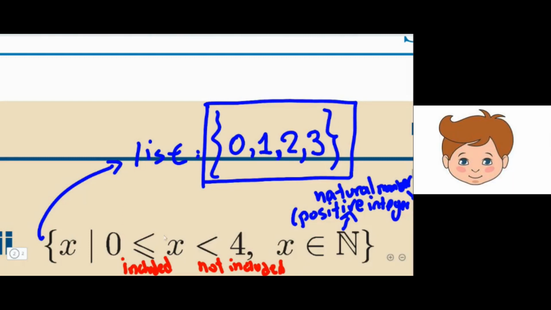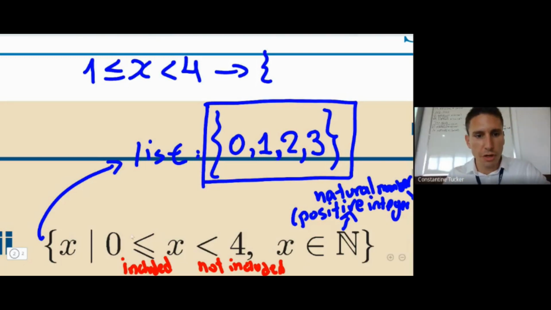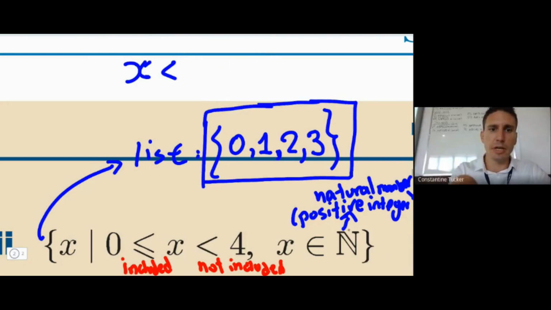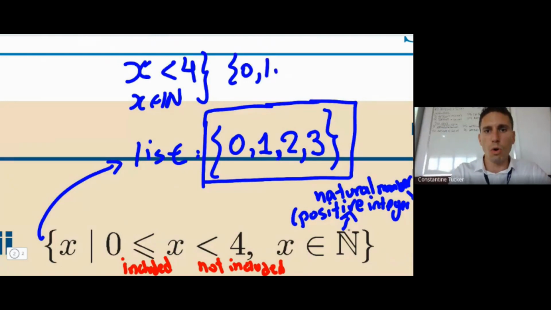Can I ask you something? Yes. If it's just like 1 on one side, like only if we didn't have the 0 there and only X is less than 4, X would be all the numbers below 4. So if we didn't have the 0 at all? Yes. If it were just X is less than 4 with X being part of N, then you would say it's the numbers 0, 1, 2, 3.